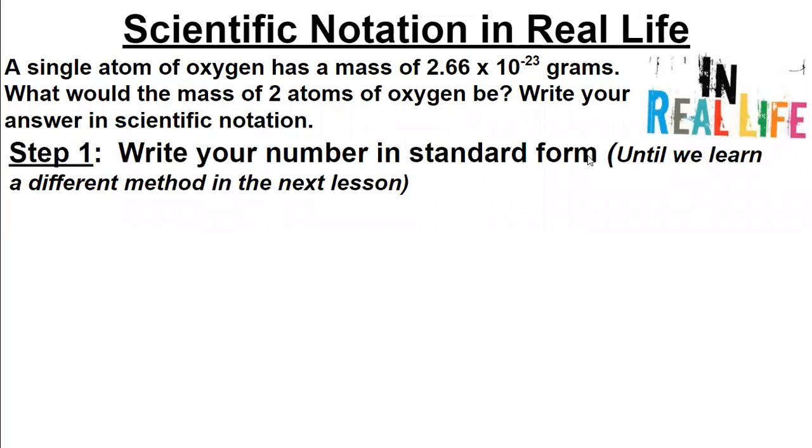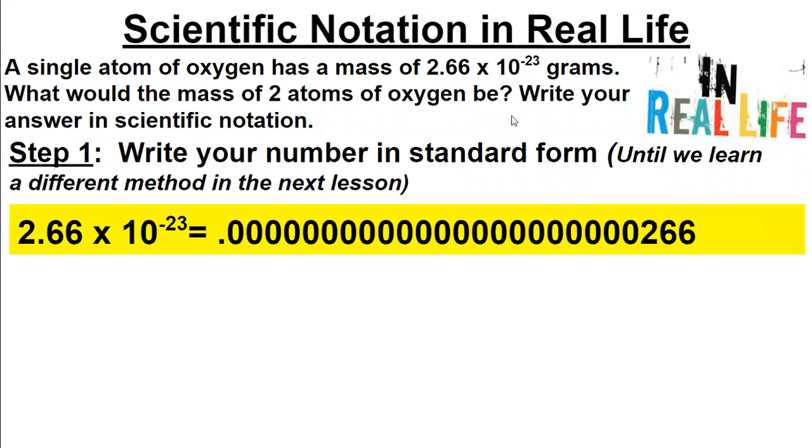So step 1, you're going to write your number in standard form. This is only until we learn a different method in our next lesson. So how would we write 2.66 times 10 to the negative 23 in standard form? Look at that. We would move our decimal from this spot, and we would move it 23 jumps.